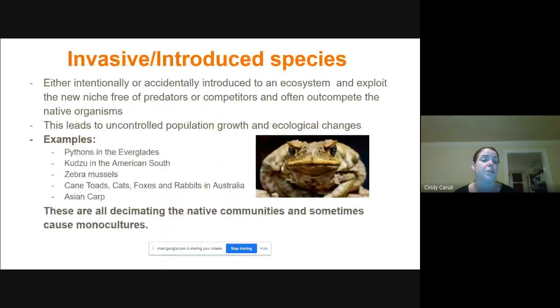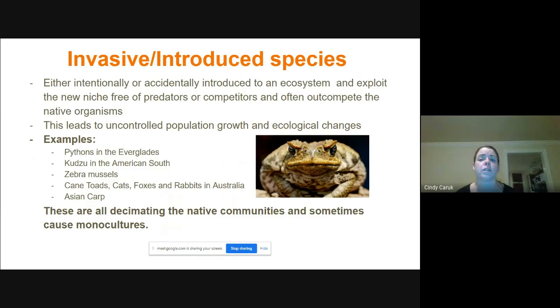Invasive or introduced species, these are either intentionally brought over, sometimes people bring them over as pets. We saw the film clip from CBS This Morning where they went over, for instance, the Asian carp and the kudzu. I believe they also did zebra mussels there, but there's a number of different examples, unfortunately quite a few.